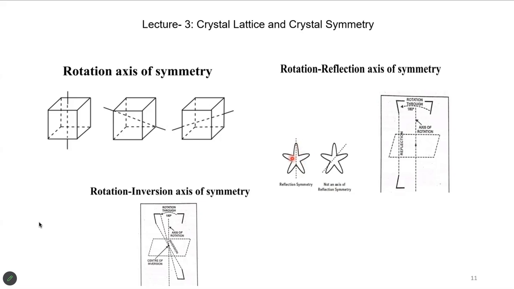Let's say this is an object. We can have a rotoreflection in this axis, but we cannot have a rotoreflection in this axis. You see, it is not possible to get a rotoreflection. Again, the rotoinversion axis of symmetry. What we do now, we rotate first, and then get the object, and then we invert through this inversion point, and we get the same object. So we can have a rotoinversion axis of symmetry.